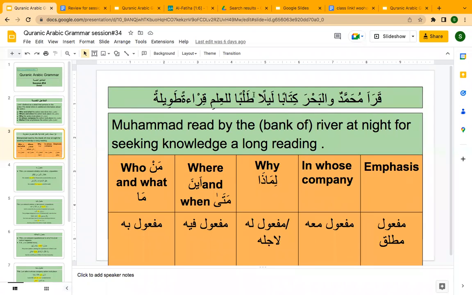Okay. Talban lil ilm. Talb means seeking, for seeking knowledge. So what is talban here? What kind of a question is it answering? Why did he read the book? What was the reason, right? So I see an answer from Sister Ambreen. It is maf'ul lahu, because talb is telling me why did he have to read the book at night? Okay. So talban lil ilm, for seeking the knowledge.